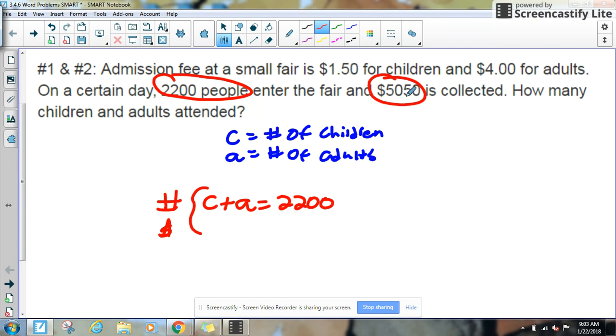Equation number two is the total money collected. Well, if each child is $1.50, and we don't know how many went, so we called it C. So that's $1.50 times C. So that's $1.50 for every kid, 1.5 times the number of kids, plus $4 times the number of adults has to add up to $5,050. Okay? We're ready to solve.